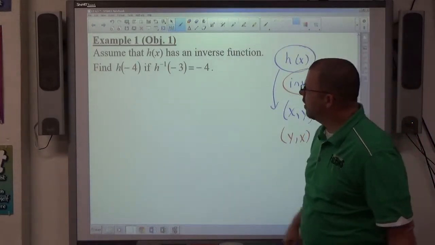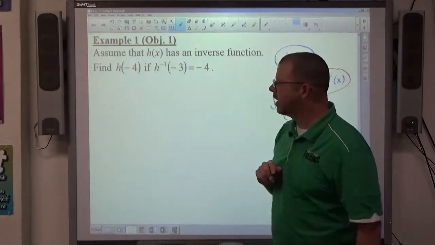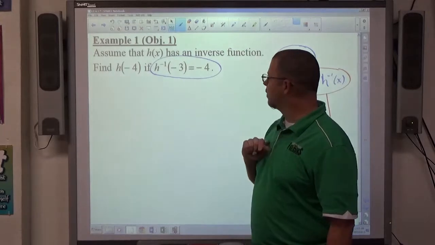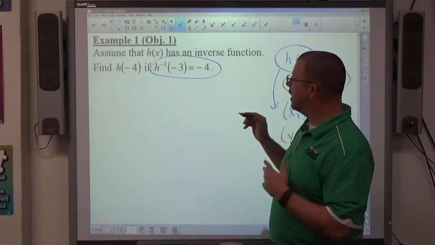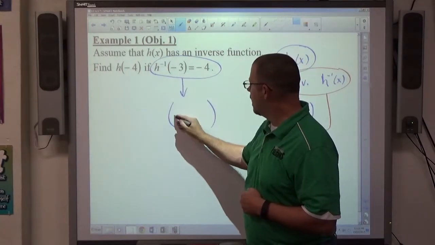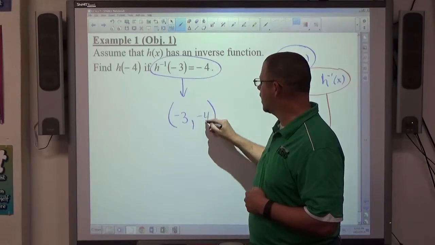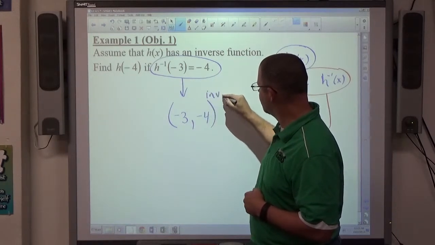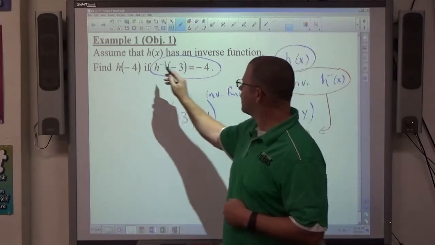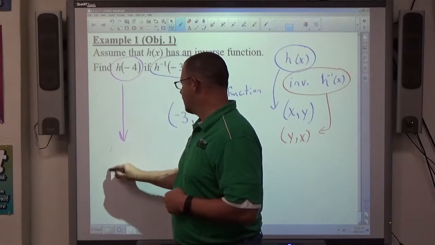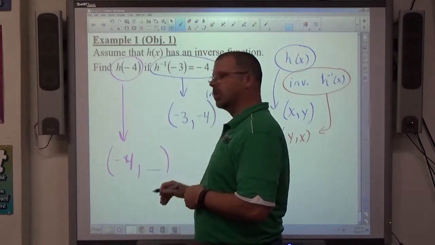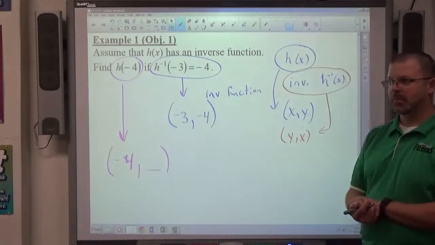So in this case, it says to find h of negative 4, and they tell us that h negative 1 of negative 3 is equal to negative 4. Okay, so just to get an idea of what's going on here, what they're giving me is an ordered pair in the inverse function, which is the x value of negative 3 leading to a y value of negative 4 in the inverse function. And what they're asking me to find here, h of negative 4, is in the original function, if x equals negative 4, what does y equal? That's what they're asking me to do.